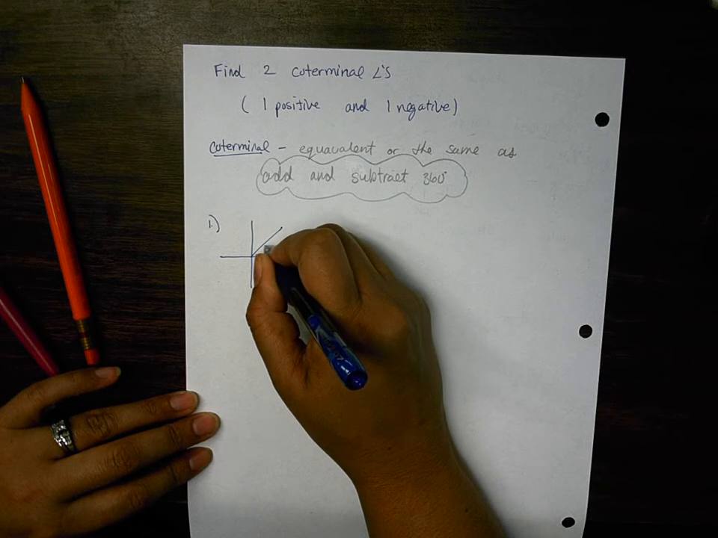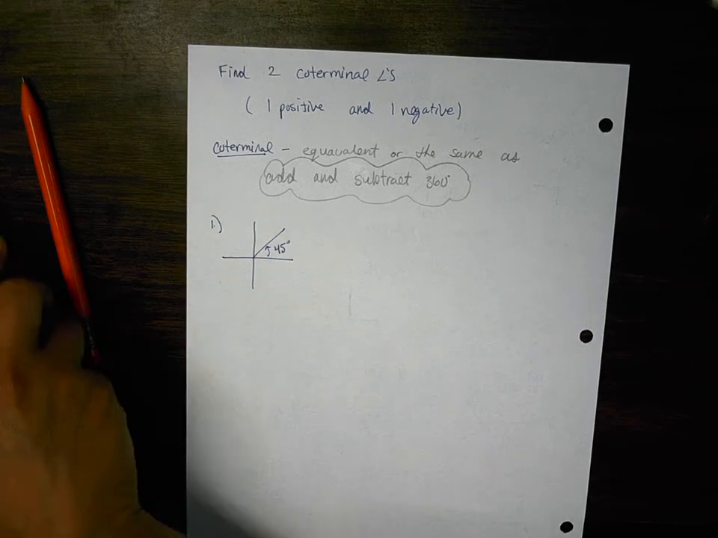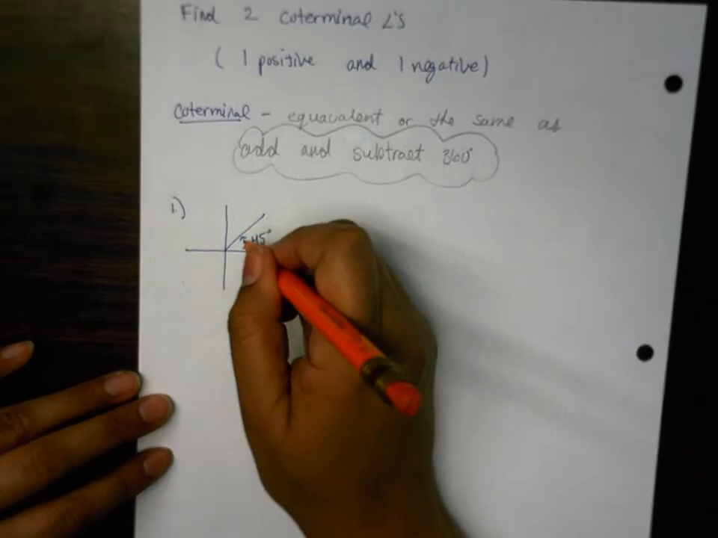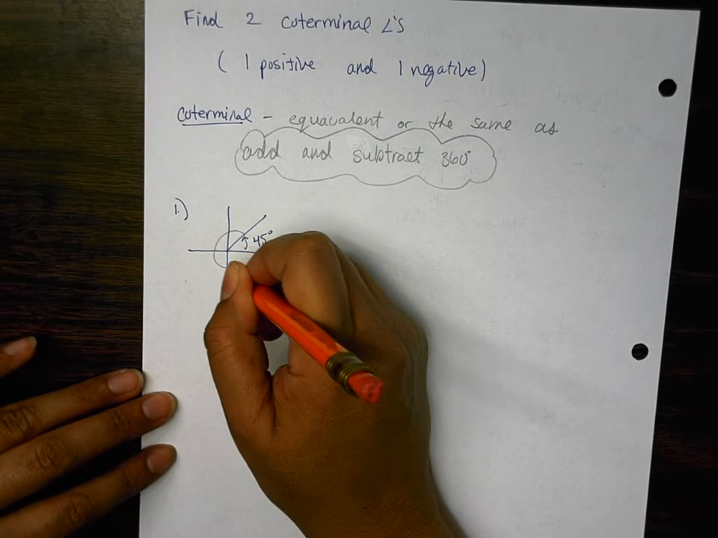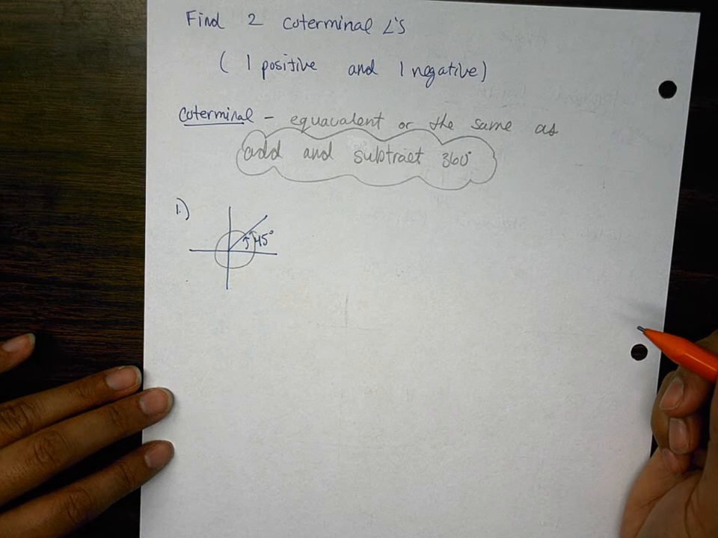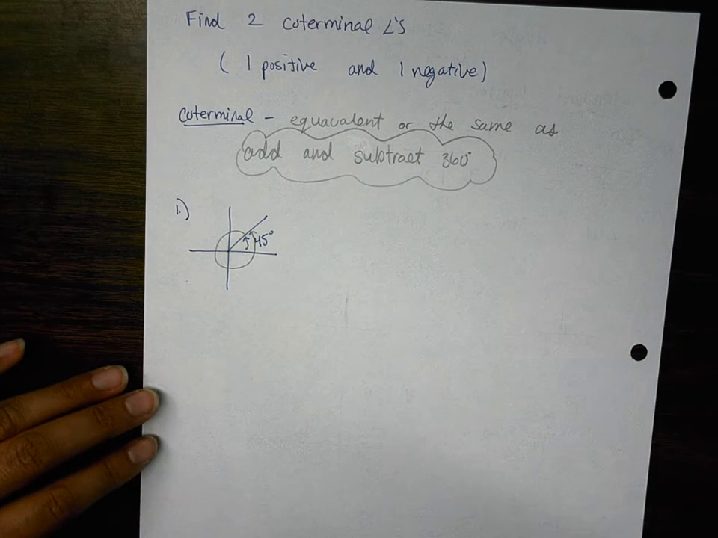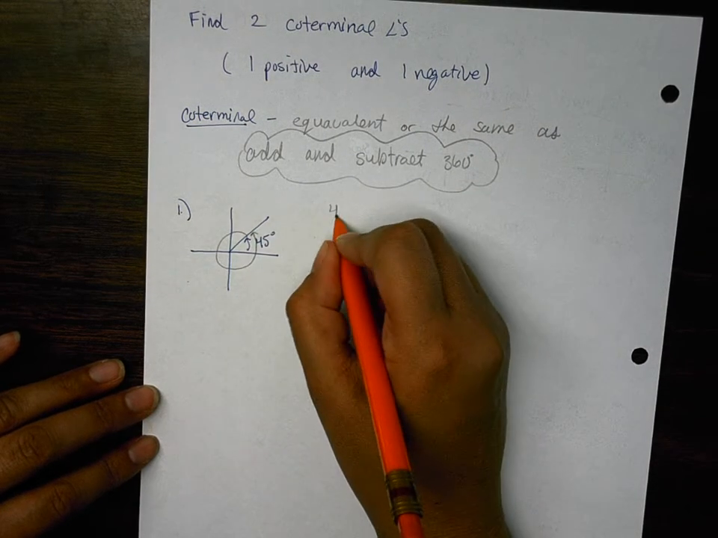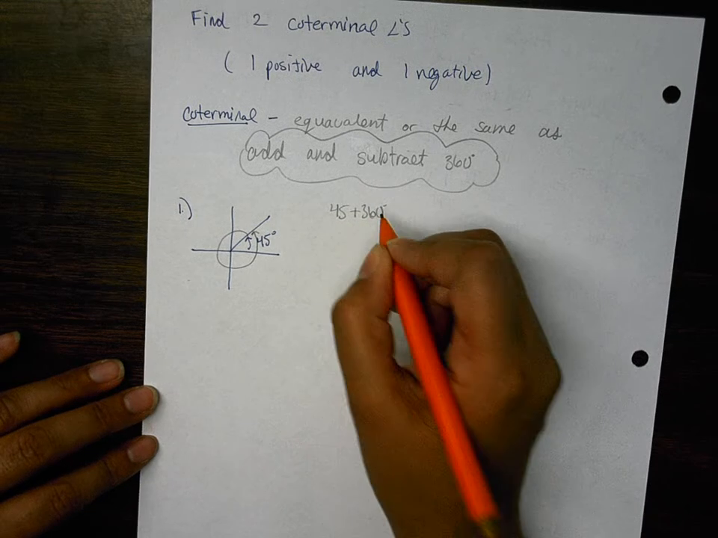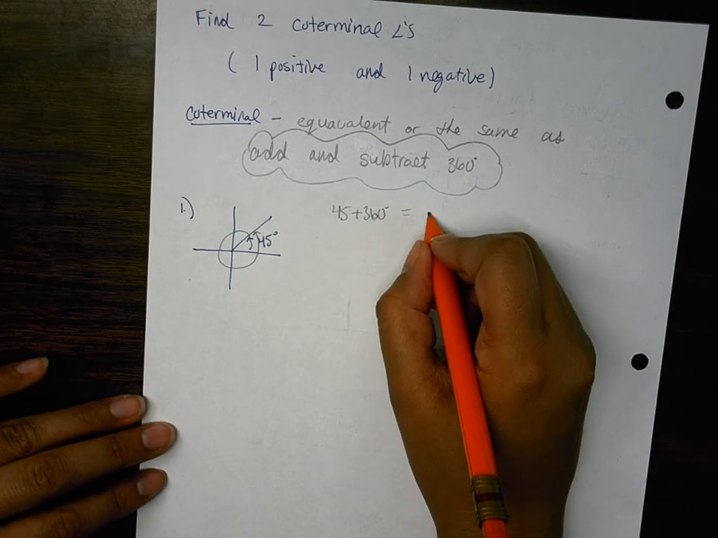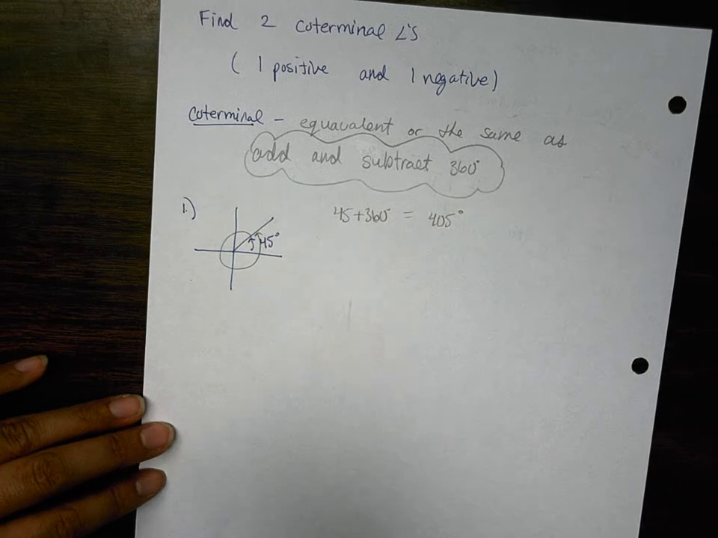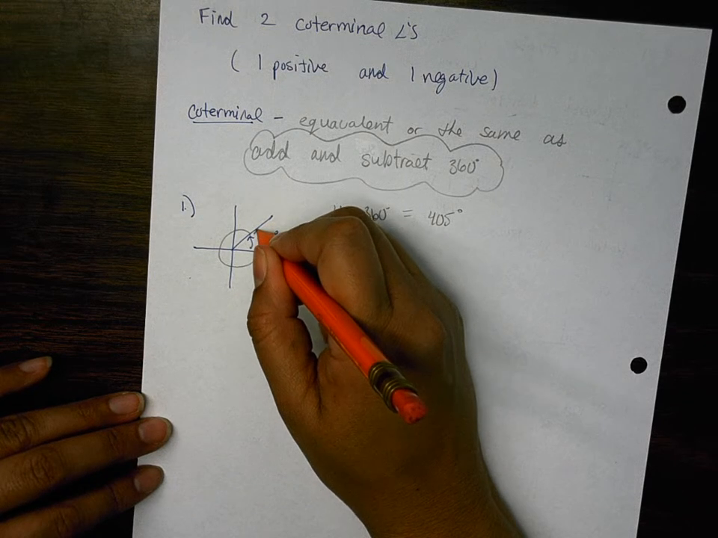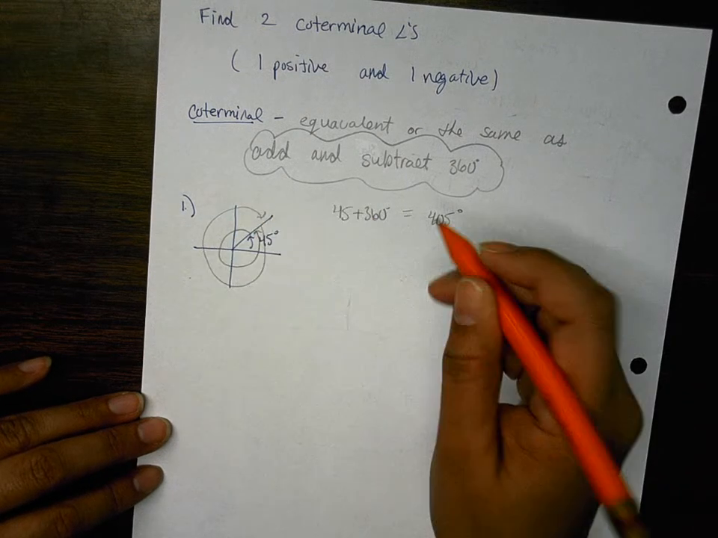Number 1, 45 degrees. So if I want to find a coterminal angle to 45 degrees, from the 45, can I go all the way around adding 360 and end up at the same spot? If I add 360, is that one complete revolution all the way around? So if I start at the 45 and add 360, 45 plus 360. Can any of you calculate that? 405 degrees.